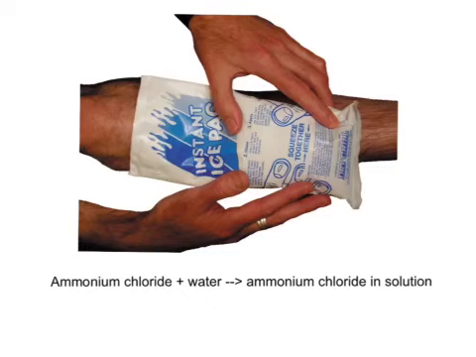So that heat is able to be sucked out, basically, into the ice pack. This is an endothermic reaction. Ammonium chloride and water, endothermic reaction, resulting in ammonium chloride in solution. Good. Wow, we're racing through this one. Let's have a look at the last slide here.